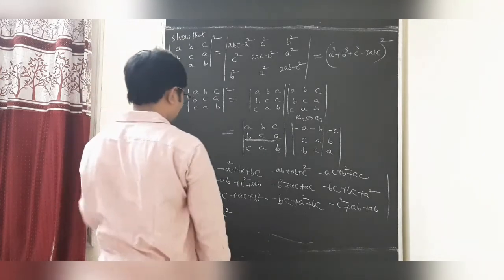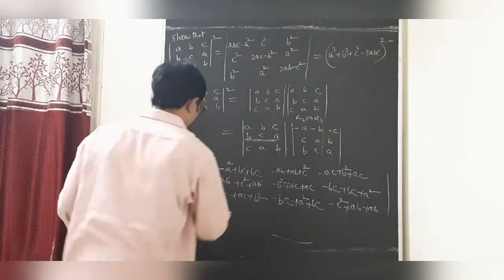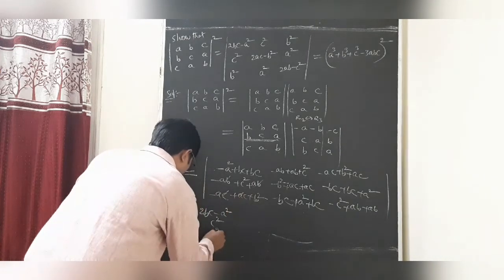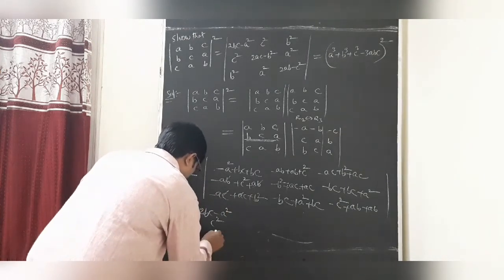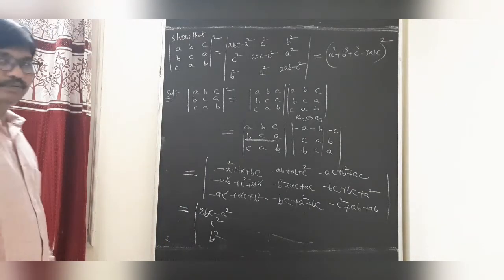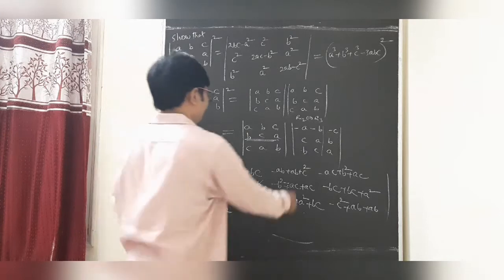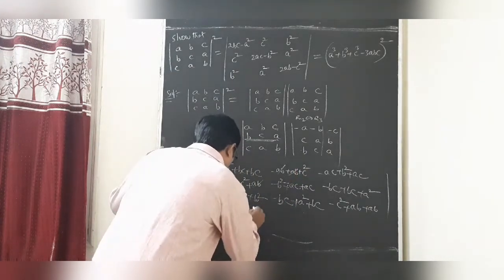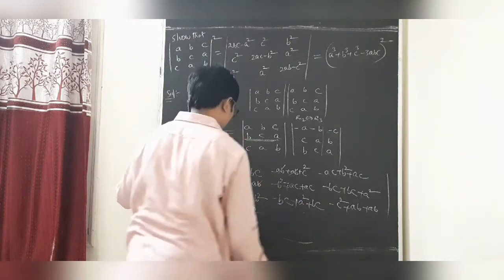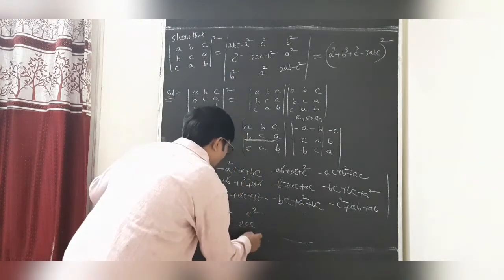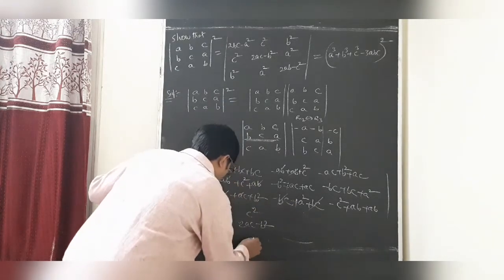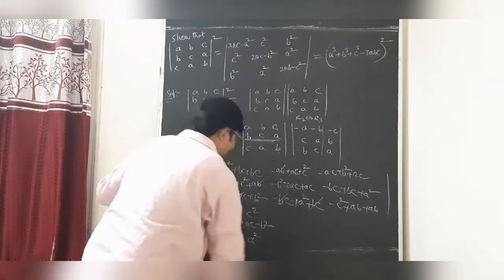Now students, minus AB plus AB cancel. This is C square. AC cancel. This is what? B square. Okay students, 2BC minus A square, C square, B square. Now what? AB cancel. This is C square. Now students, this is AC plus AC, 2AC minus B square. BC cancel. This is A square.